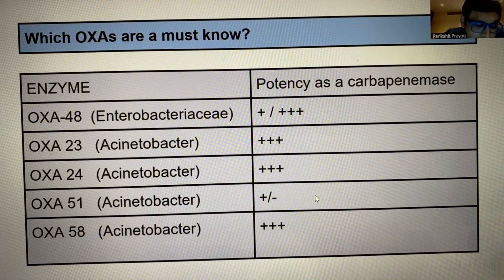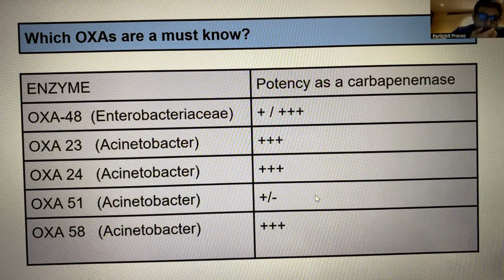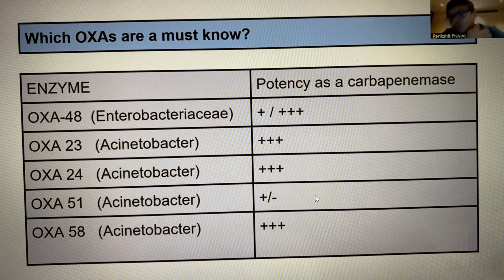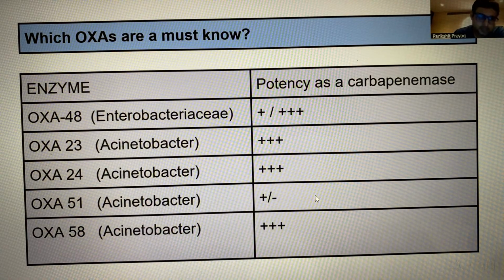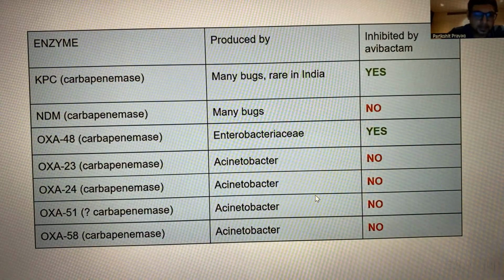So although these 4 enzymes, 23, 24, 51 and 58, are termed as Acinetobacter oxacarbapenemases, 23, 24 and 51 are by far more potent, and 23 geographically, epidemiologically in India is a very, very important enzyme. So that makes it slightly easier to remember the oxacarbapenemase. So you have OXA 48, which is an enterobacterial carbapenemase, and then you have 23, 24, 51 and 58. And more importantly, if you just had bandwidth to remember one out of those 4, it would have to be OXA 23, which is a very, very potent Acinetobacter carbapenemase.